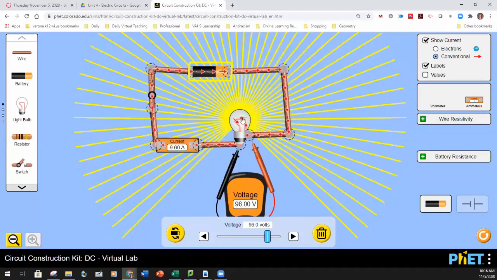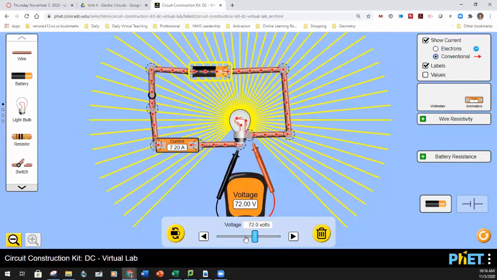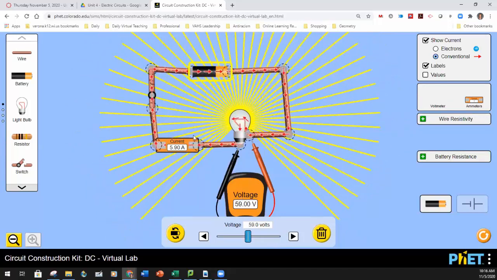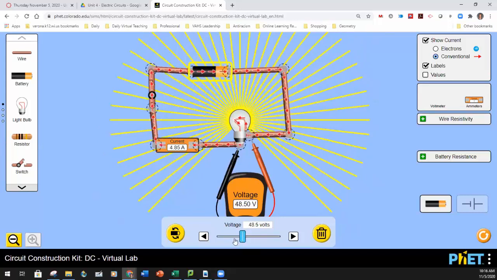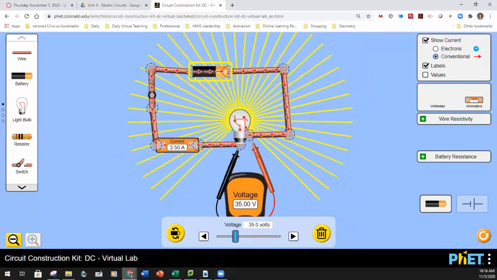So basically this linear relationship between voltage and current is called Ohm's law. So I'll say that again. This linear relationship between voltage and current is called Ohm's law. And so what I can say here is that the voltage equals the current times the resistance.